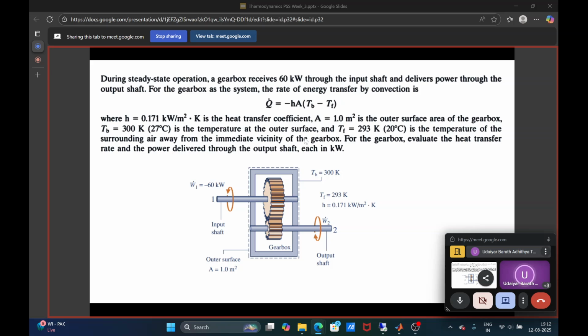So next case is a steady state operation. A gearbox receives 60 kilowatt through the input shaft and delivers power through the output shaft for the gearbox as system. The rate of energy transfer by convection is given by Q is minus hA (Tb minus Tf), where h is given and area is given and the Tb is given and Tf is also given. Tf is the surrounding air. So for the gearbox, evaluate the heat transfer rate and the power it delivered through the output shaft.